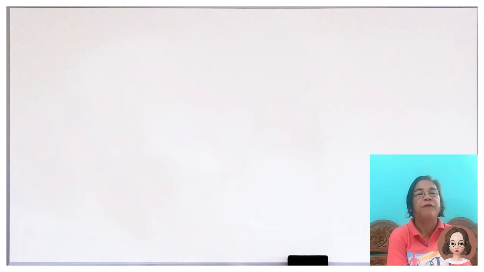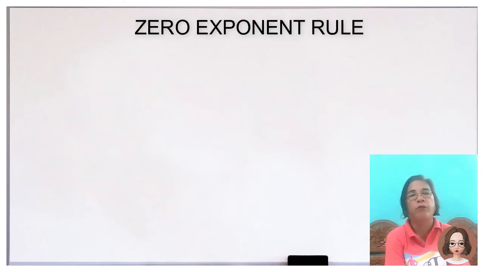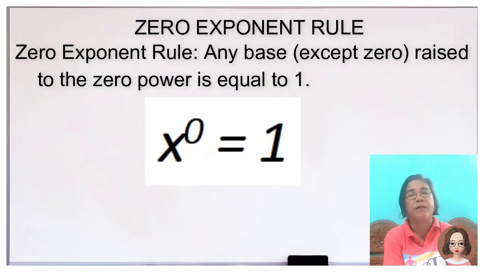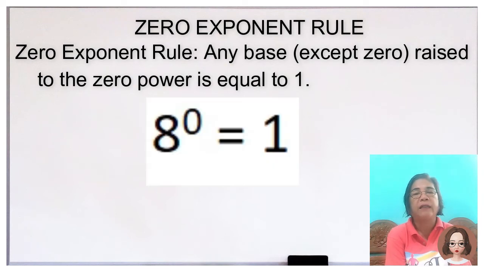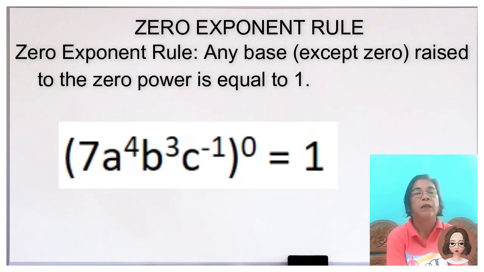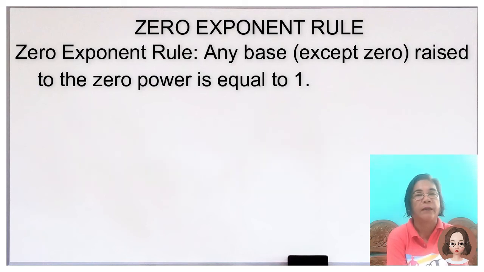Next, okay, let's have the fourth rule. That is the zero exponent rule. Any base except 0, if it is raised to the 0 power, is always equal to 1. Example, y raised to the 0 is equal to 1. Another example, 8 raised to the 0 is equal to 1. Or if we have there the expression, quantity 7a raised to the 4th, b to the 3rd, c raised to the negative 0, quantity raised to 0, the answer is always equal to 1.